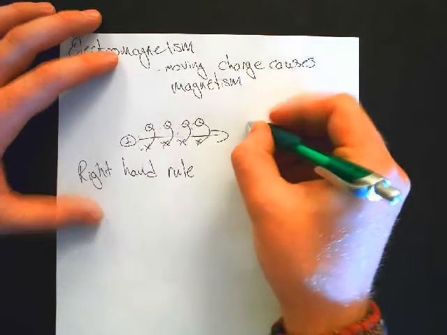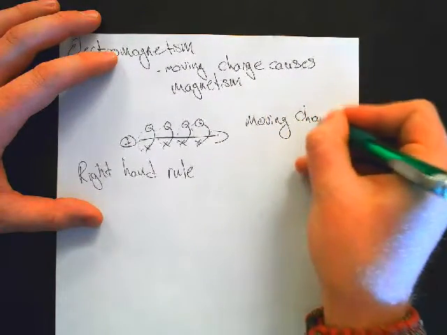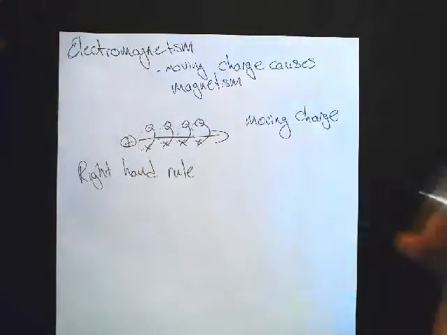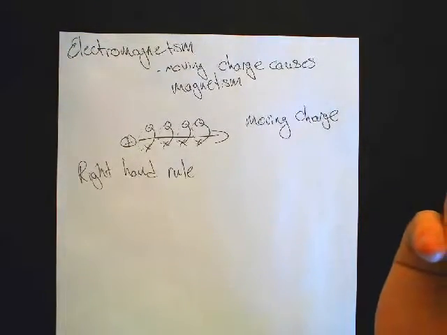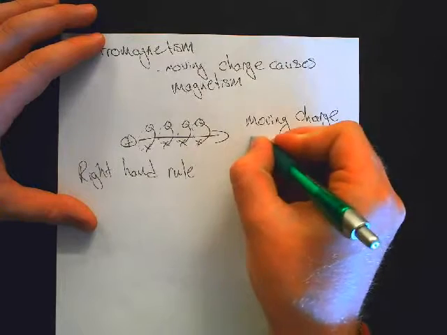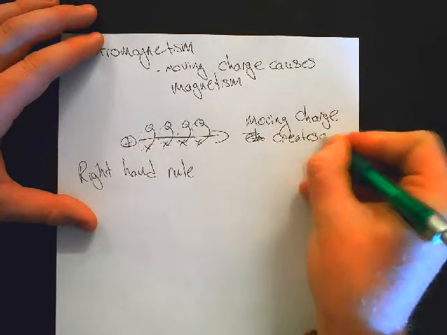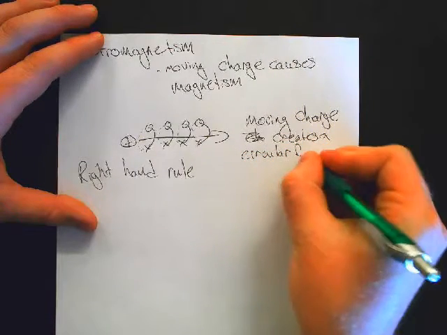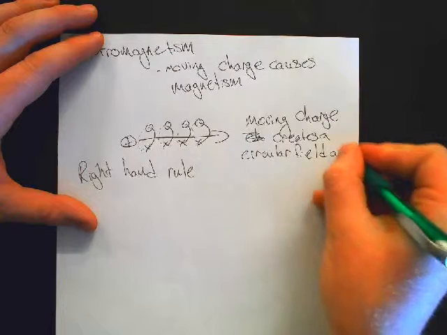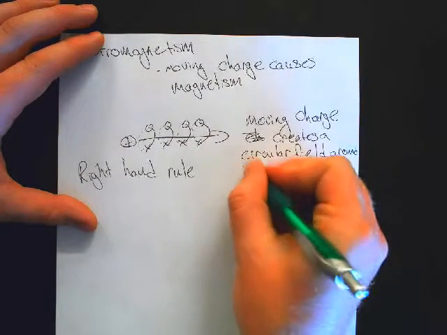Okay, so moving charge creates a circular magnetic field around its direction of motion.